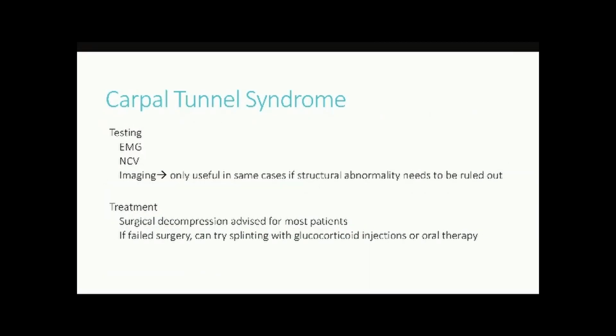Testing, EMG, nerve conduction study, see what's going on with the conduction velocity of that nerve going from the shoulder all the way down to your fingertips. Imaging, if you think there's some sort of structural thing that needs to be ruled out. Otherwise, you don't need to do imaging per se for carpal tunnel. Treatment, surgical decompression is usually the big thing that's going to do the most. If they failed it, you can try glucocorticoid injections as well. But usually with a surgical decompression, you just decompress that nerve and the pain goes away.